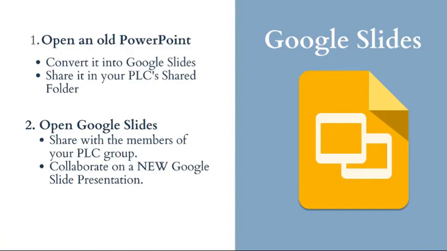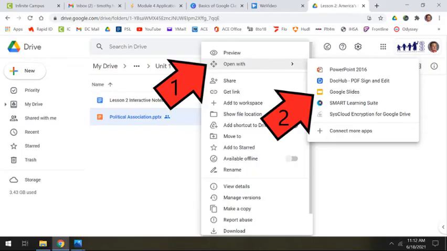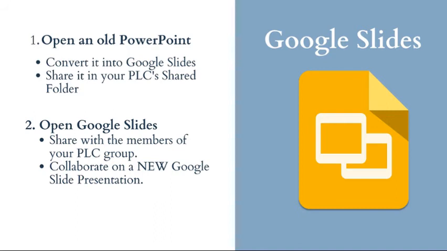After we have completed our work with Google Docs, we will be opening up an old PowerPoint presentation and converting it into Google Slides. You're going to right click and hit Open With, and you'll get a couple options: PowerPoint, DocHub, Google Slides, Smart Learning Suite. You are going to select Google Slides though. Once you've opened it with Google Slides, you will share it into your PLC's shared folder. This will give access to all the members of your PLC to that presentation.